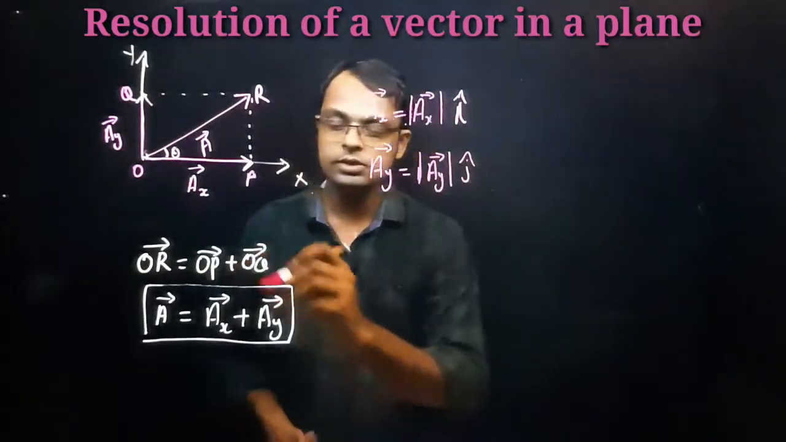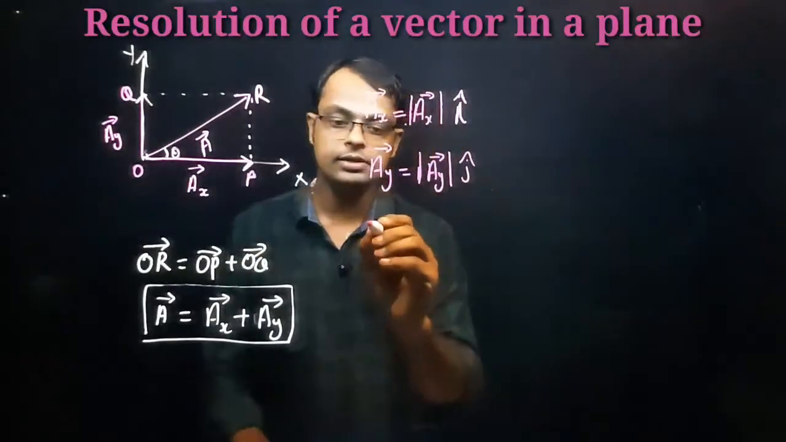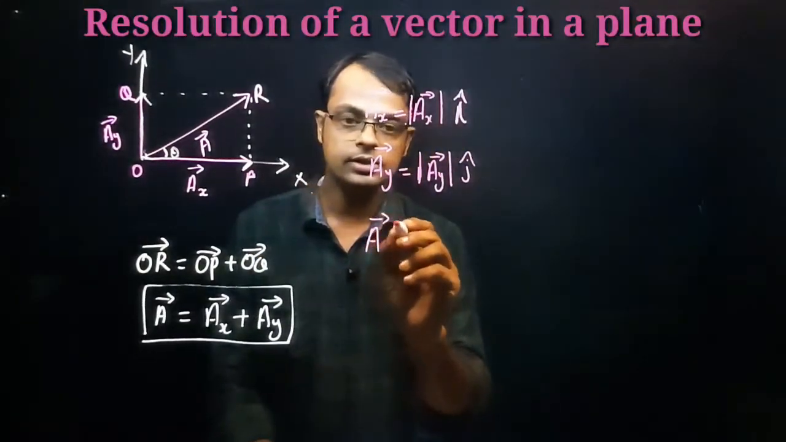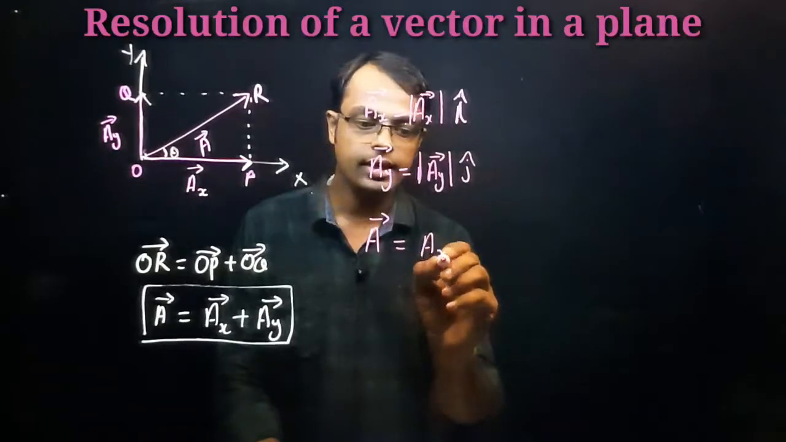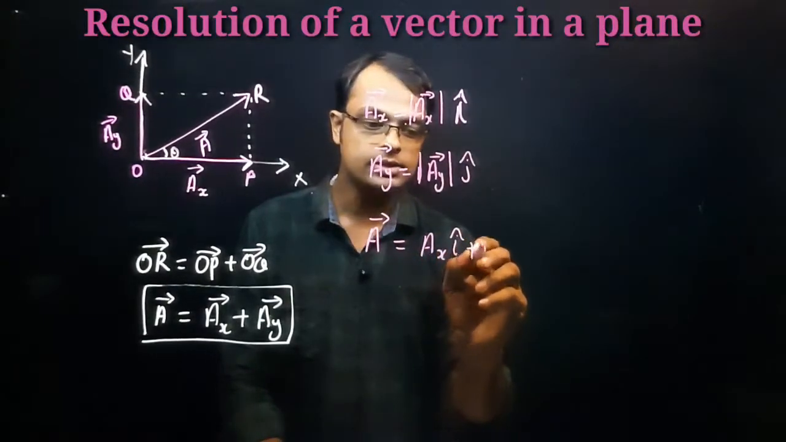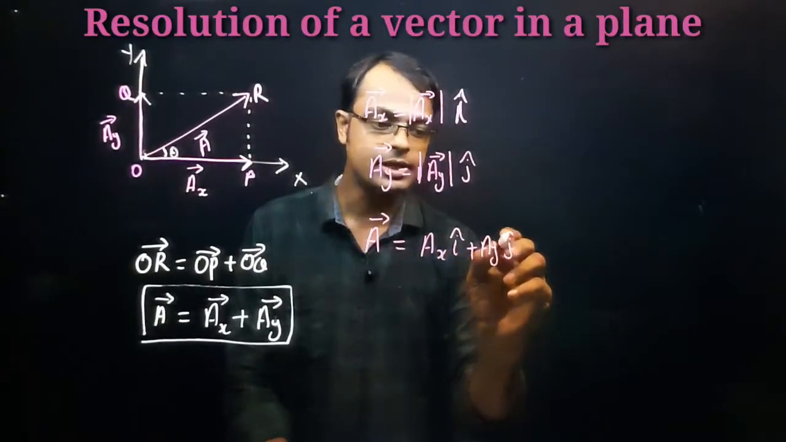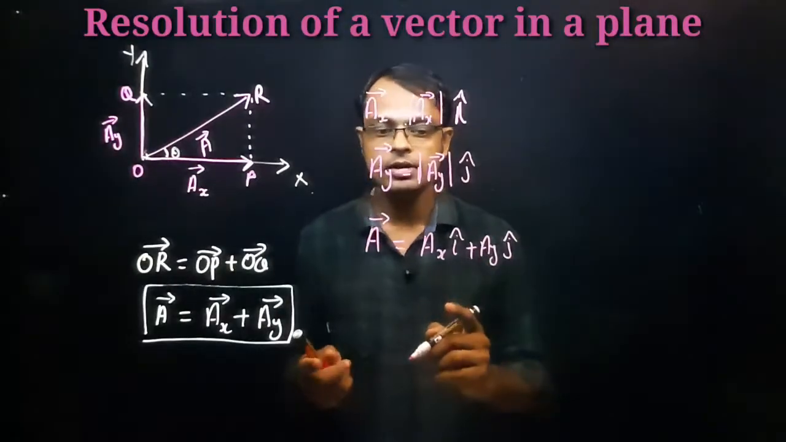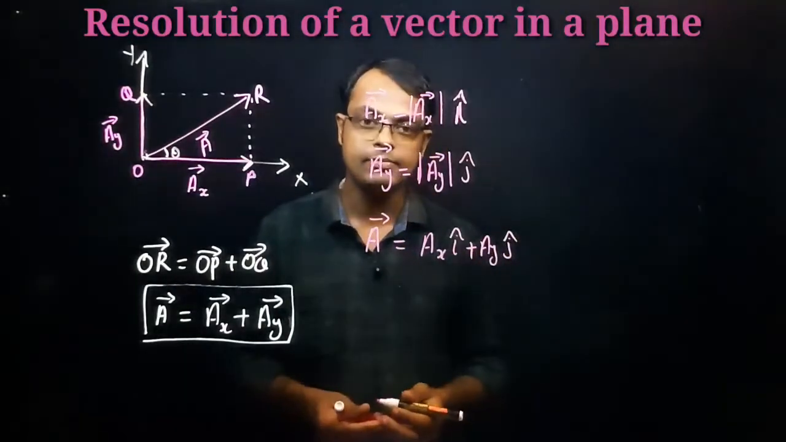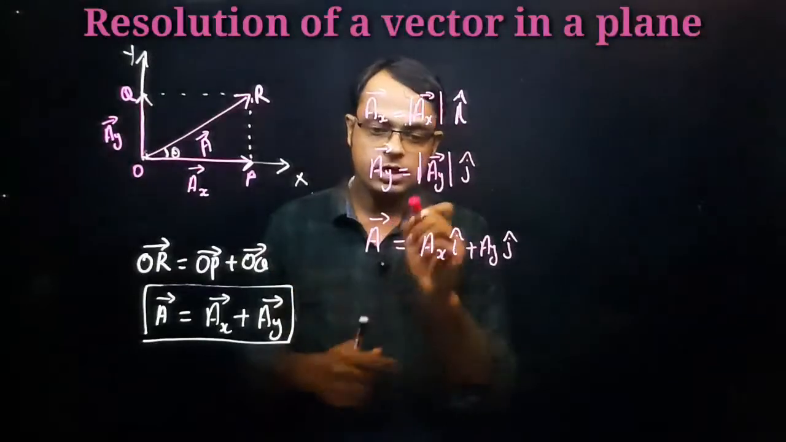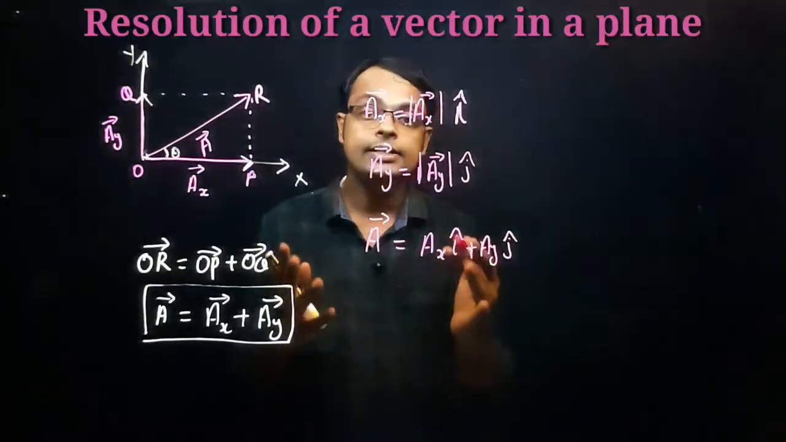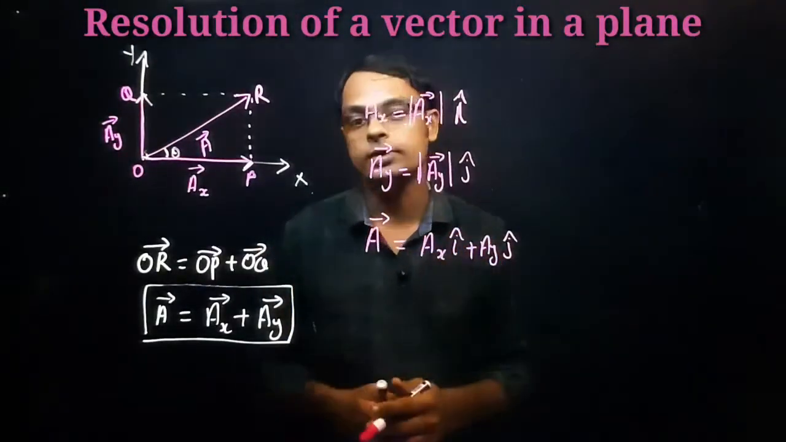So we can substitute in this equation here. We can write A vector is equal to A_X i cap plus A_Y j cap. So this is the equation for vector A in terms of rectangular components.